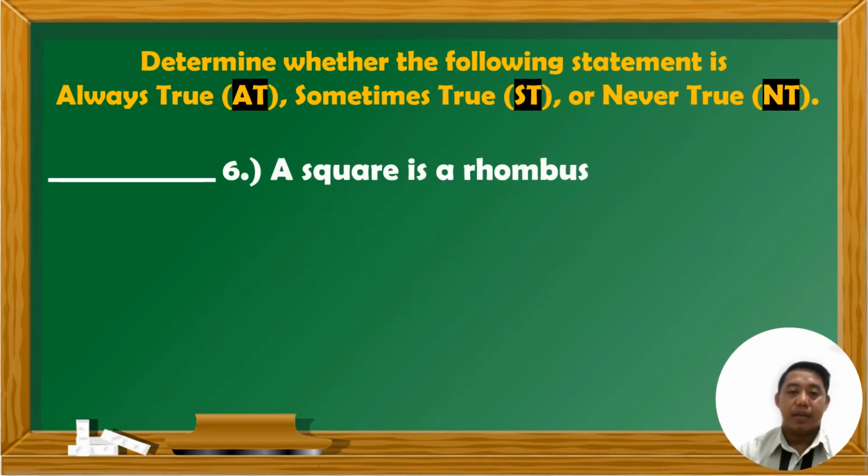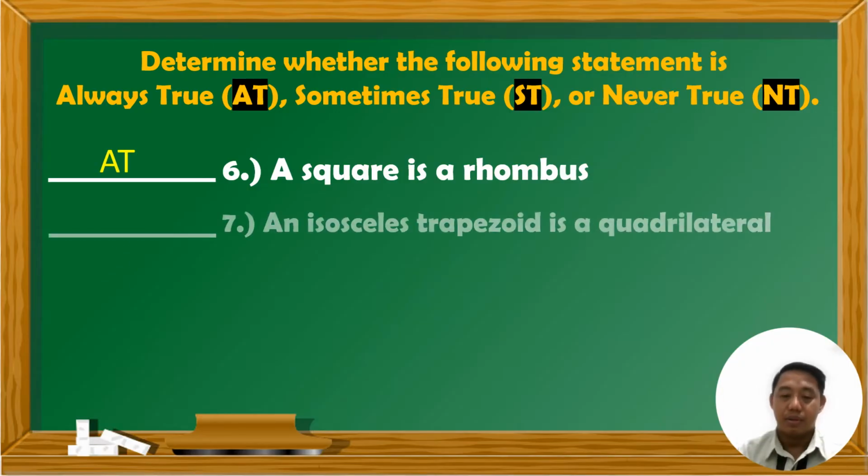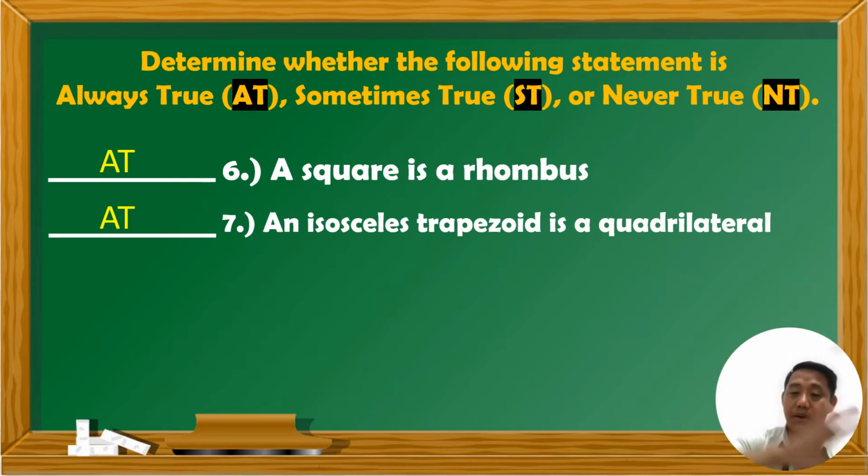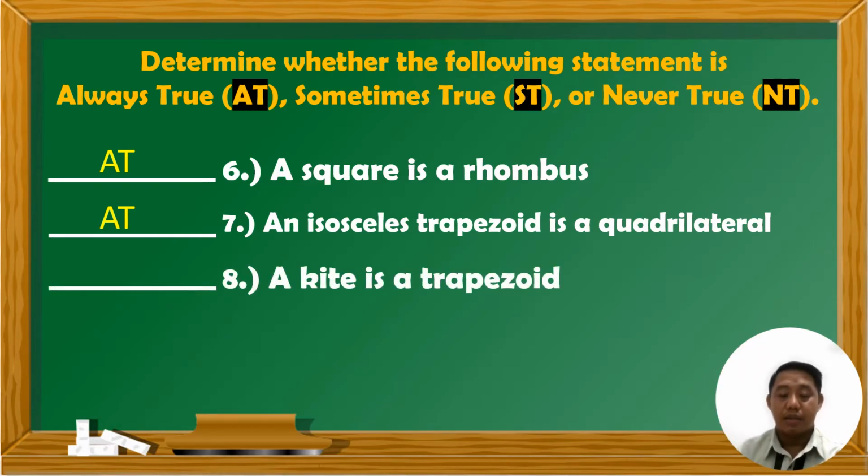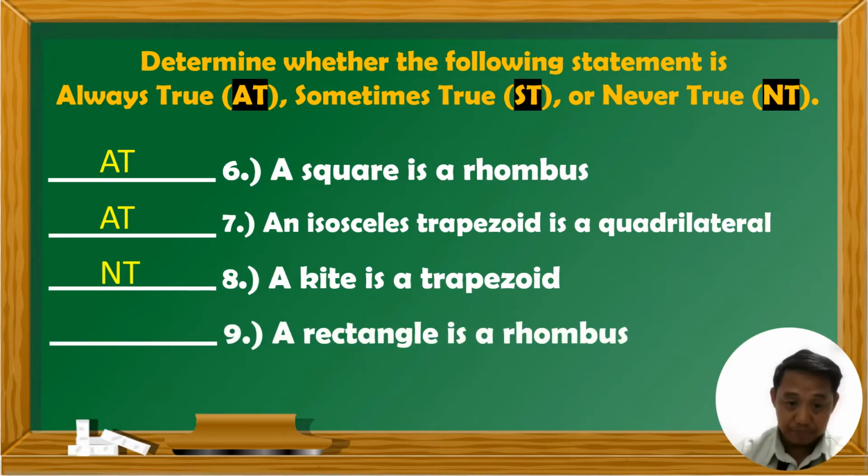Okay. Next, a square is a rhombus. A square, nasa baba. It is always. Pataas yun. An isosceles trapezoid is a quadrilateral. Always. Isosceles trapezoid, nasa baba ng quadrilateral. So, pababa, pataas, always. A kite is a trapezoid. Magkahiwalay sila ng linya. Nandito si kite, nandito si trapezoid. So, never. A rectangle is a rhombus. Sometimes. Again, pause natin muna yung video para tayo ay matuto.